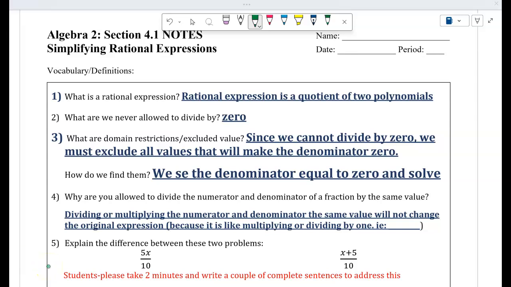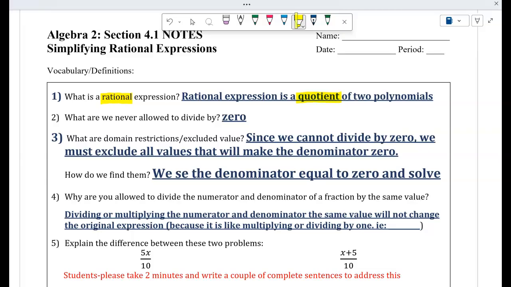Okay, guys, so 4.1 notes: simplifying rational expressions. We have some vocabulary here. Our first one says, what is a rational expression? So rational, students, is a word that's similar to ratio, right? And ratio is a fraction. So a rational expression is a quotient. A quotient means a fraction of two polynomials.